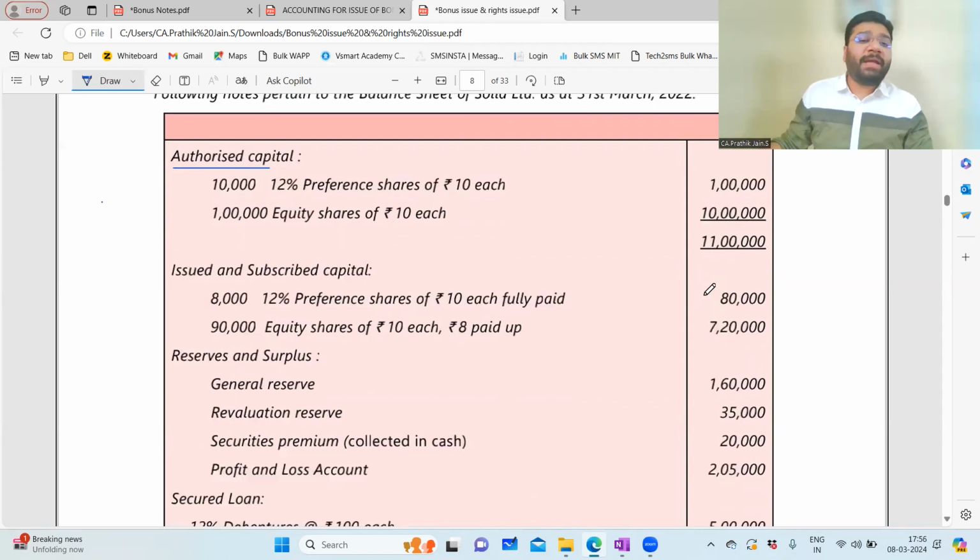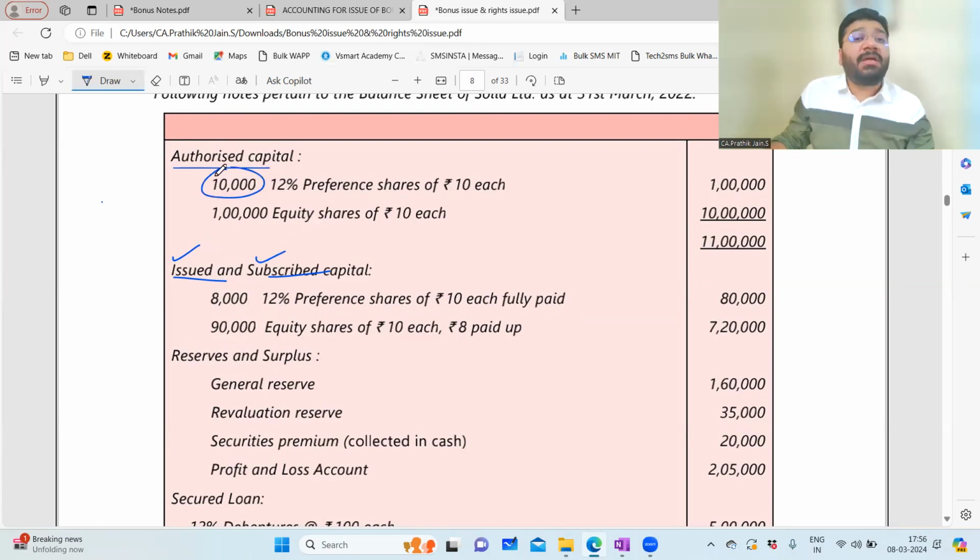Now, issued and subscribed capital. The reason why I'm asking this is because whatever I just explained has got something to do with this question. That is the reason I've discussed this point with you. So, issued and subscribed capital. What is issued capital? Issued capital is basically the number of shares that has been offered and allotted to the public. Issued is the number of shares offered to the public. In that, whatever people are subscribing, that is called subscribed capital.